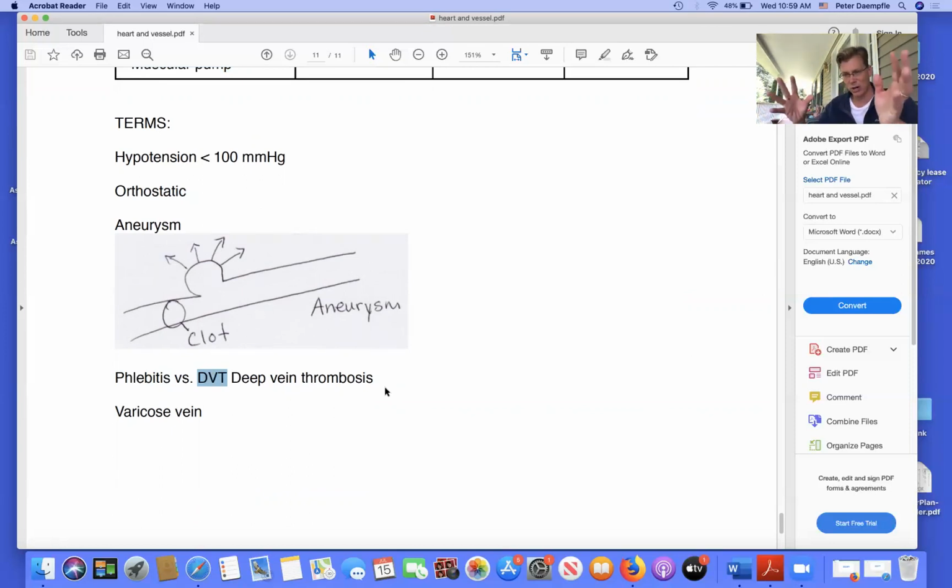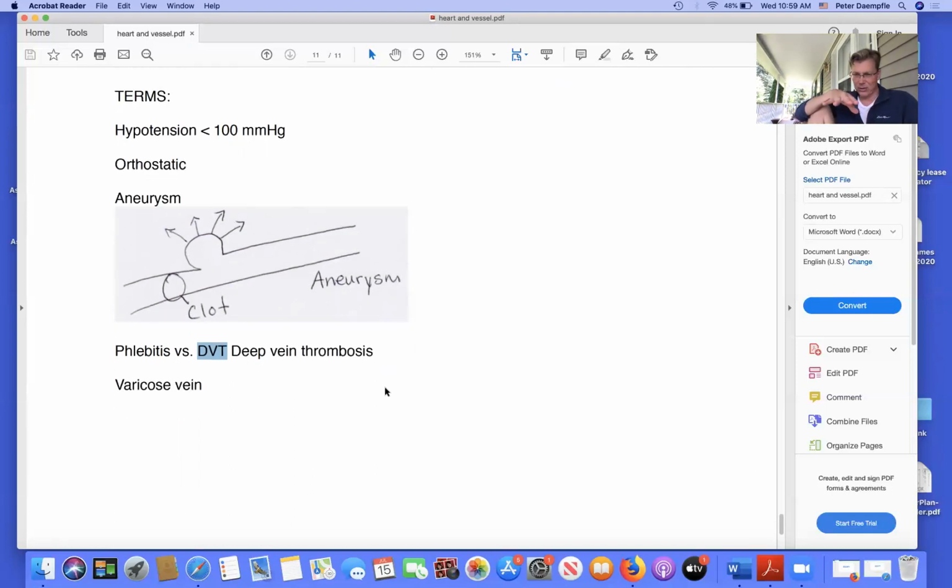You're sitting too long, blood pools. Anytime blood pools, that can initiate clotting. That's why I always say, you know, even after an operation, they want you to get up, walk, move around, prevent clots. So a phlebitis is an inflammation of a vessel. That's a different story. And that can be superficial and painful, and either antibiotics or just time will resolve it.